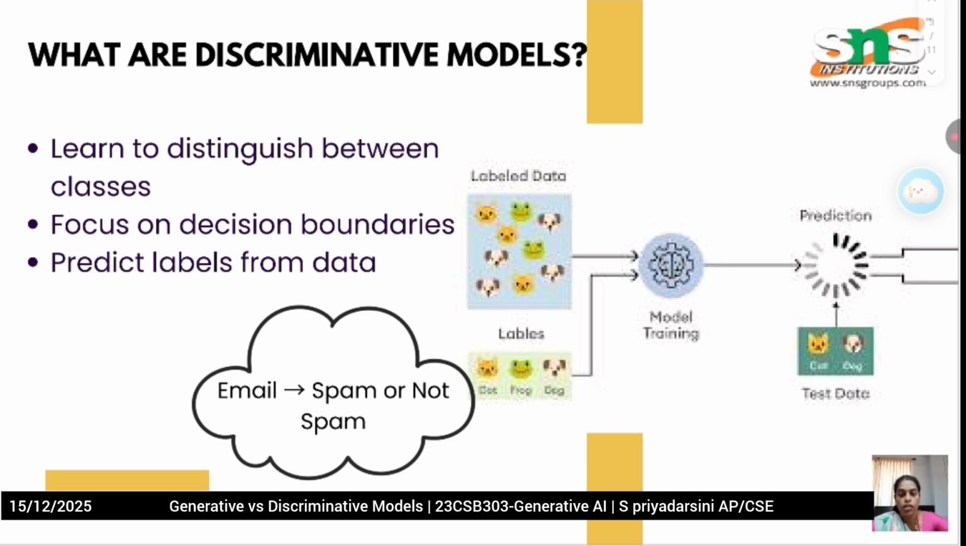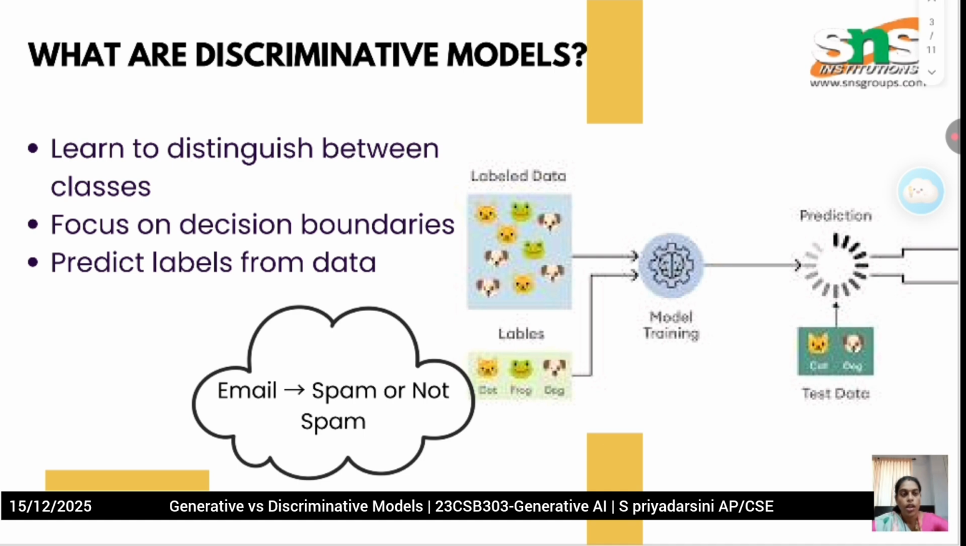Next, we will see what discriminative models are. Discriminative models are designed to distinguish between different classes of data. They focus on learning the decision boundary that separates one class from another. Their main task is to predict labels from given input data. For example, in email filtering, a discriminative model classifies an email as spam or not. In image recognition, it predicts whether an image contains a cat, a dog, or a car. In short, discriminative models answer the question, what is this?